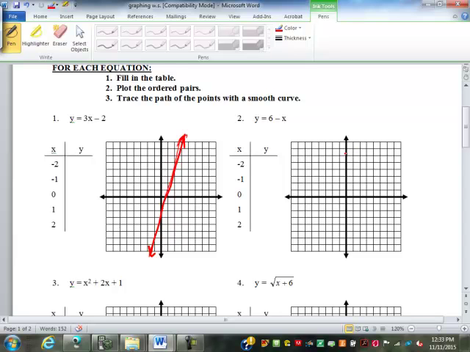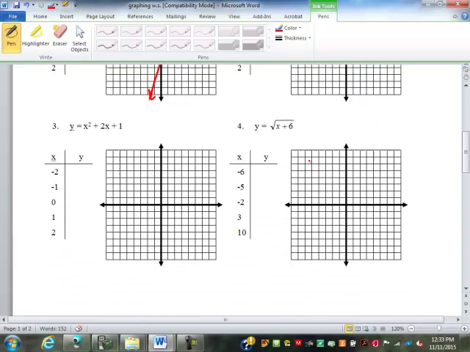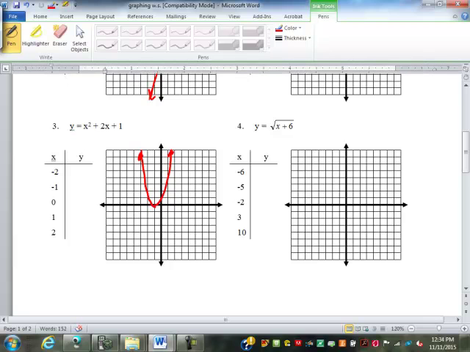This one here, something looks similar to that. Correct? So those first two are both lines. That's important. Does number 3 come out to be a line? No, it does not. Number 3 looks something like that. Correct?